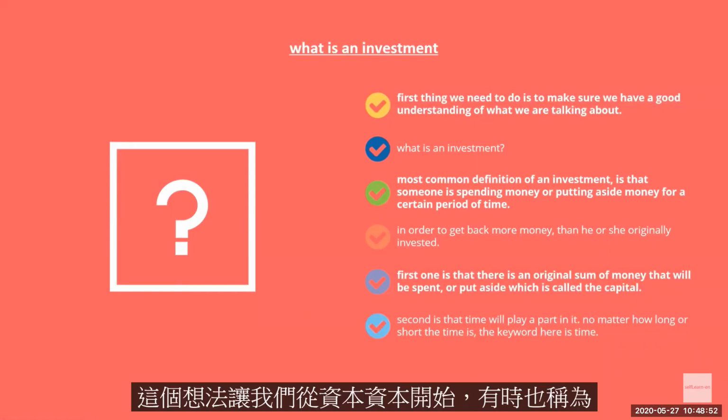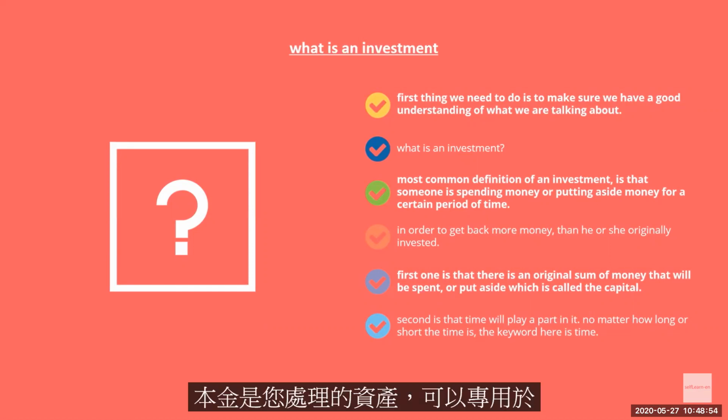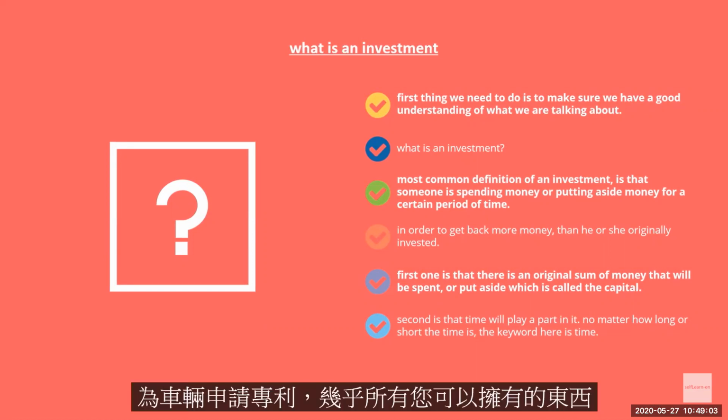Let's start with capital. Capital, sometimes also called the principal, is an asset that you possess and that you can dedicate to an investment opportunity. It can come in the form of money, time, a machine, an office, a vehicle, a patent. It is pretty much anything that you can own and that has a value.